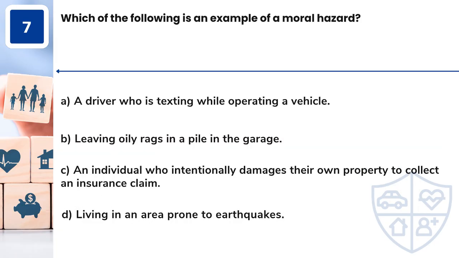Question 7. Which of the following is an example of a moral hazard? A. A driver who is texting while operating a vehicle. B. Leaving oily rags in a pile in the garage. C. An individual who intentionally damages their own property to collect an insurance claim. D. Living in an area prone to earthquakes.